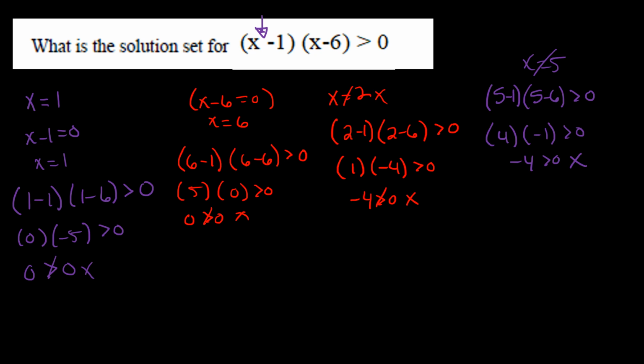An easy value to check, let's think of a number outside of this, like try 0. So if I try x equals 0, and why am I using 0 again? It's a value smaller than 1. We're testing for values outside these boundaries. If I try 0 in here, I'm going to get 0 minus 1 times 0 minus 6 greater than 0. 0 minus 1 is negative 1 times 0 minus 6 is negative 6 greater than 0. Negative 1 times negative 6 is a positive 6, and this is true. So that means that it's got to be outside the range.